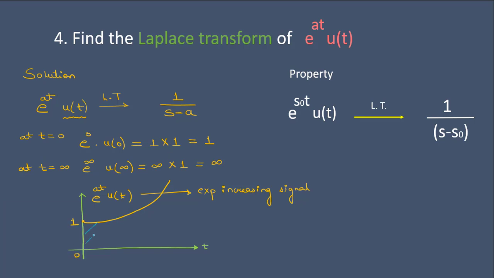And this e raised to at u(t) is a right-sided signal, but it is not absolutely integrable, because at t equals infinity, the value goes to infinity, hence it is not absolutely integrable. Hence we can say e raised to at u(t) is an unstable signal.